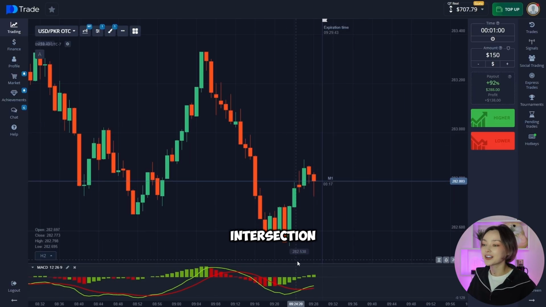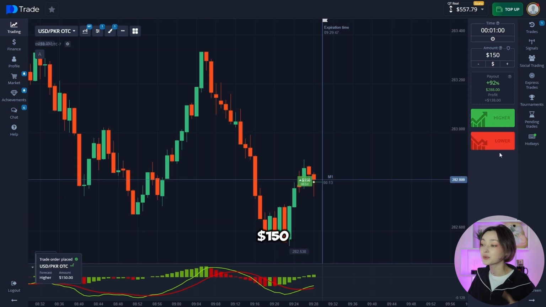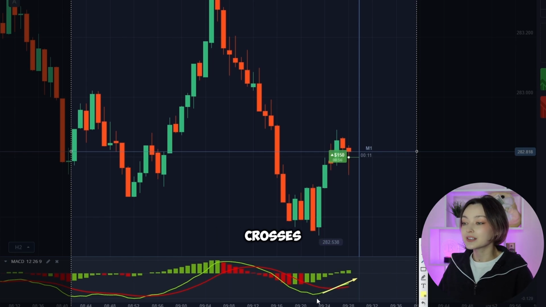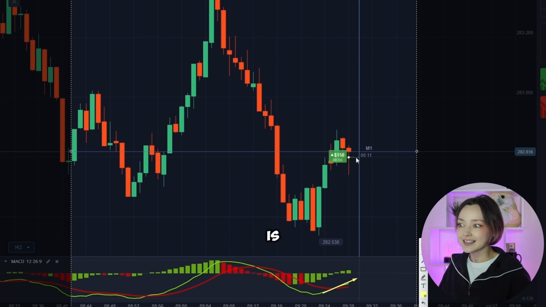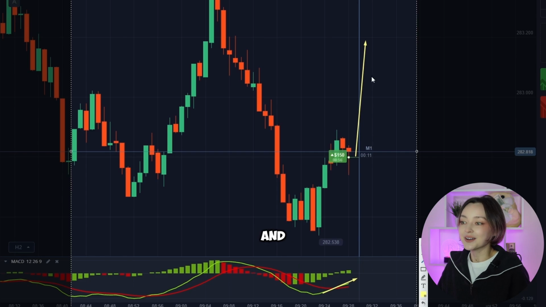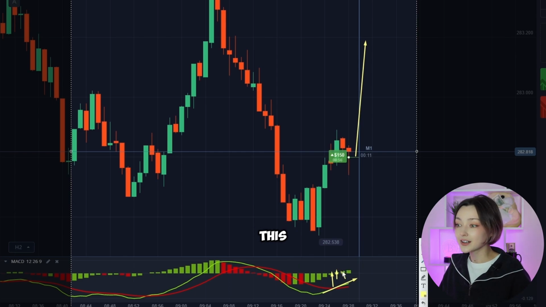So I see an intersection on the MACD indicator and open a trade with $150 for 1 minute upwards. Let's see what we can note in the chart. As I mentioned earlier, I can see an intersection where the green line crosses the red one upwards. This is a signal for a trend change from downward to upward, and thus an uptrend is to get started. I also see confirmation in the histogram. Everything's green here. This tells us that the buyers are dominating at this moment.